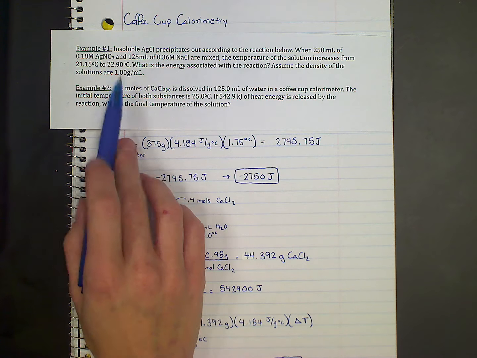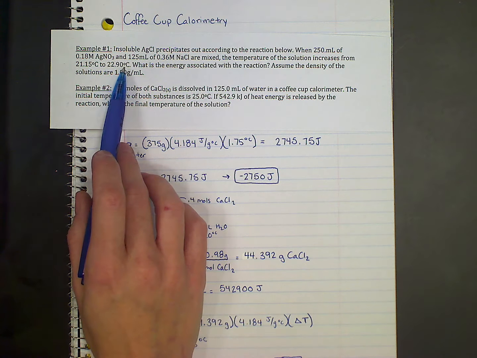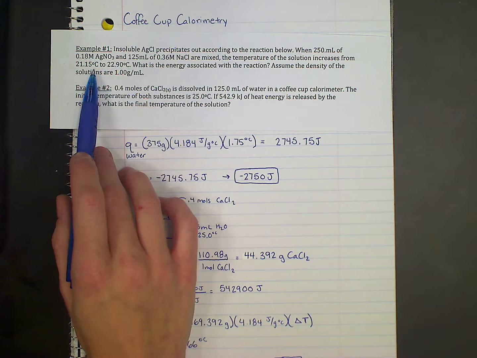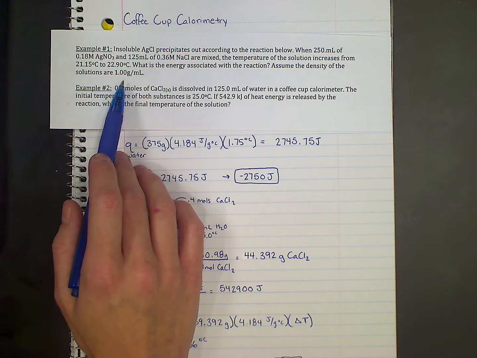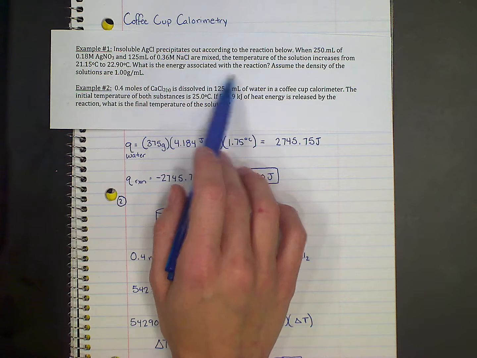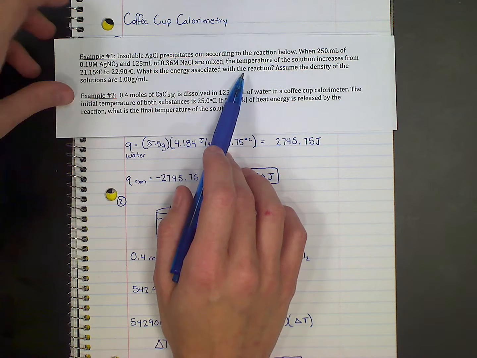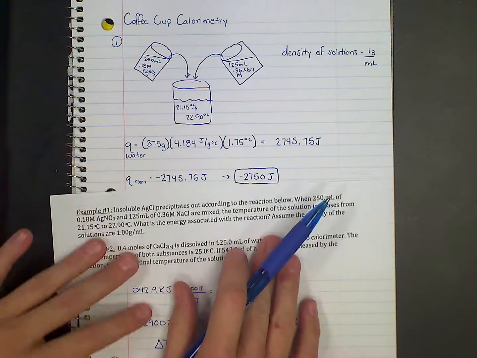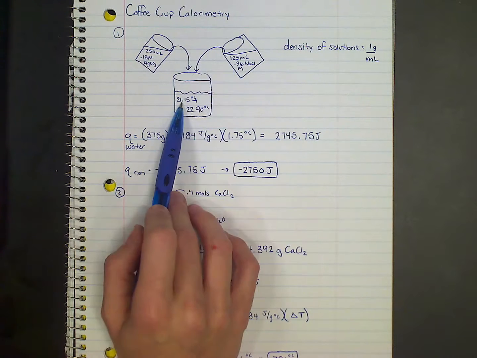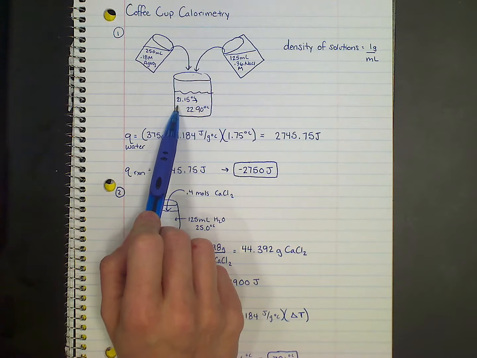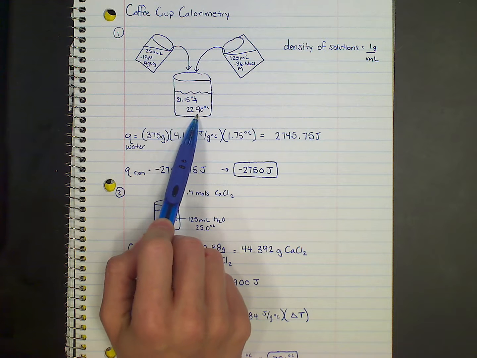The first problem, we were combining two solutions, and they're reacting and increasing the temperature of the liquid water that they're reacting in. And we're trying to figure out what the energy associated with that reaction is. So to draw you a picture of what's exactly going on, we've got our two solutions being poured together. They're going to react, and when they react, the temperature of the water increases, okay?